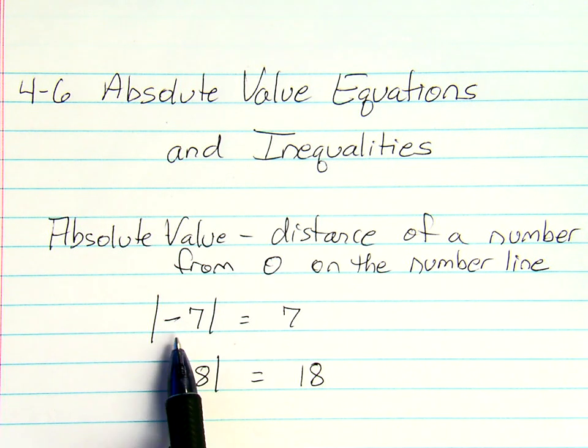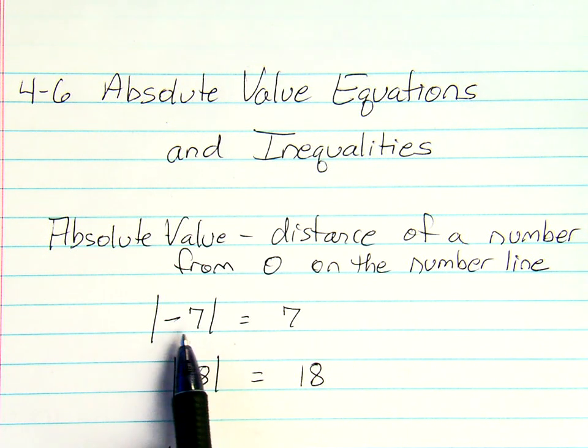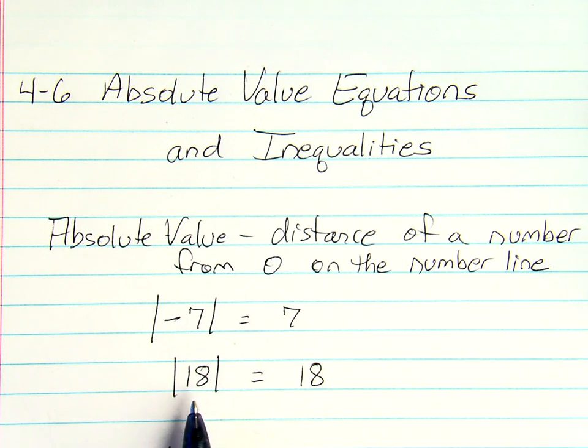So here we're looking at the absolute value of -7. Remember, we're flanked here by these two vertical lines. The absolute value of -7 is 7, and that is just telling us that -7 is 7 numbers away from 0. Similarly, the absolute value of +18 is also going to be a positive number of 18 because it is a distance of 18 numbers away from 0. So that is what our absolute value is.